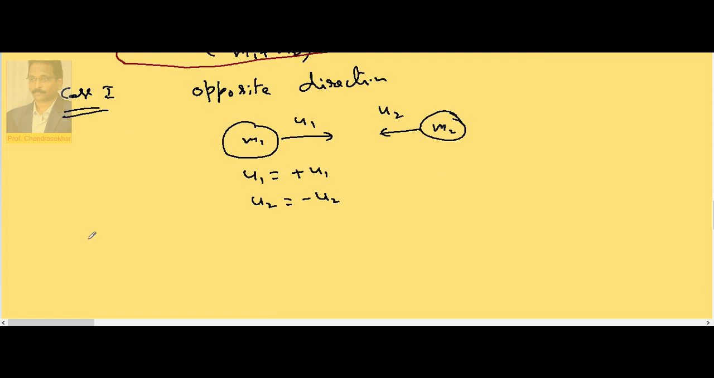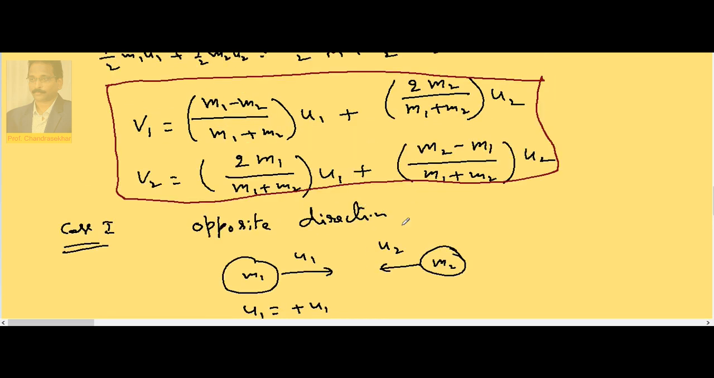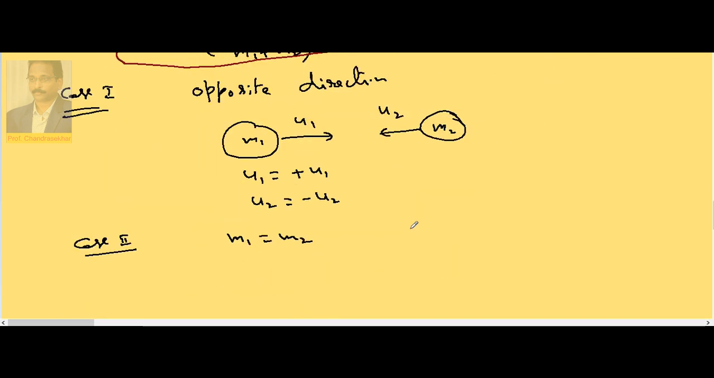Now suppose masses are equal. Let us assume the two bodies have identical masses. Then what about v1?